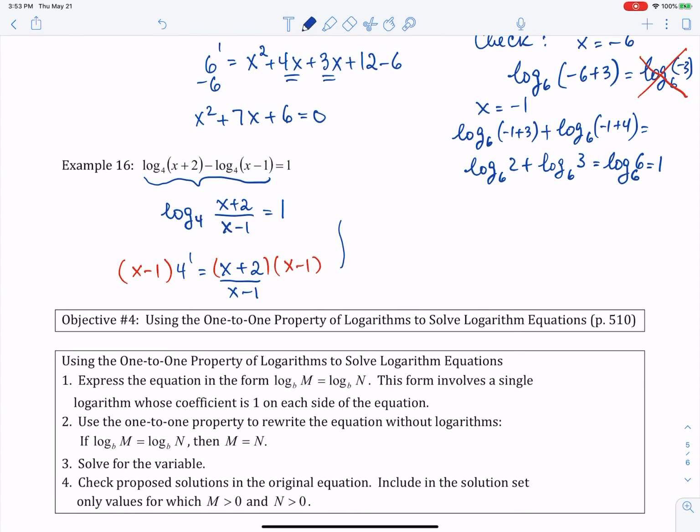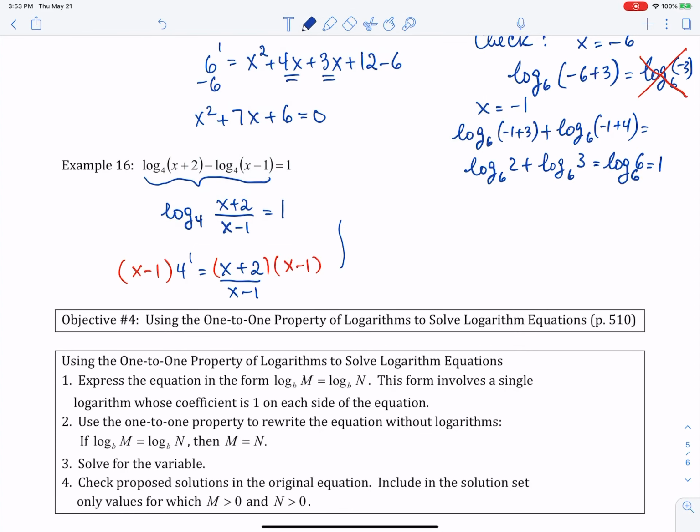And I can see that plugging in x equals 2 in both cases, I'm not getting any negative values, so I hope if I worked correctly I have gotten the correct answer.